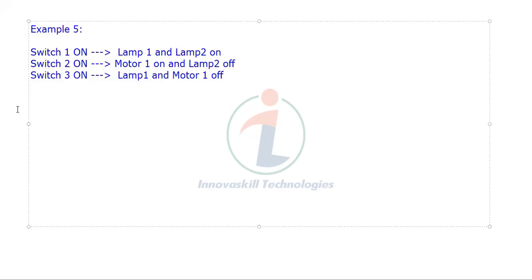So in total we have 3 inputs and 3 outputs. First, the condition is: if switch 1 is on, lamp 1 and lamp 2 should be on. Input on, output also on. So we have to use normally open logic.